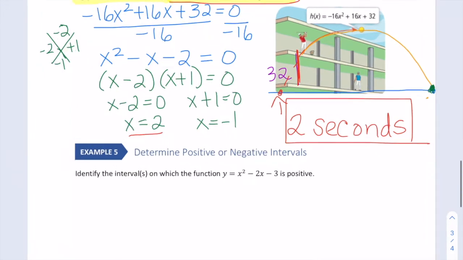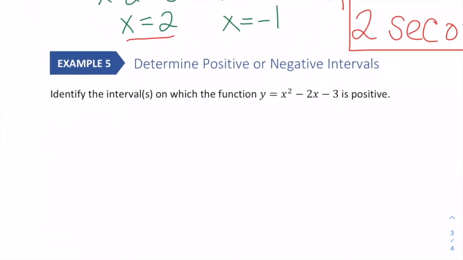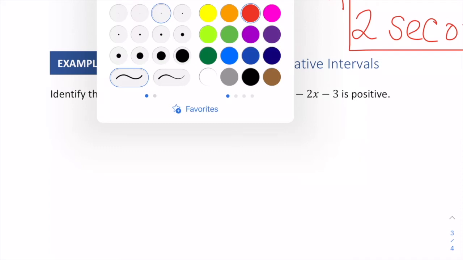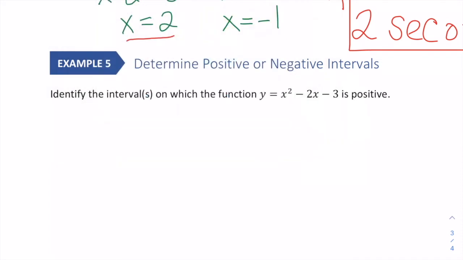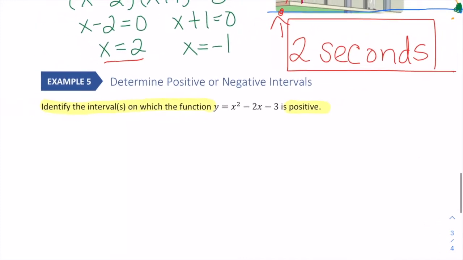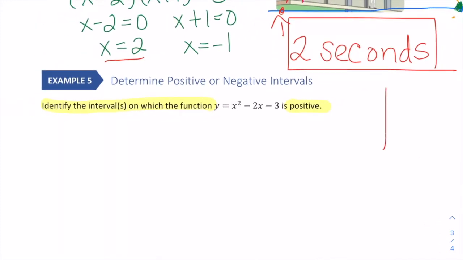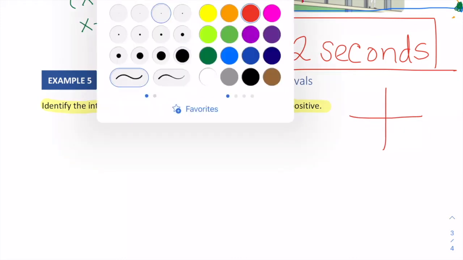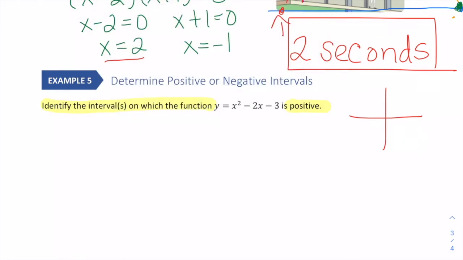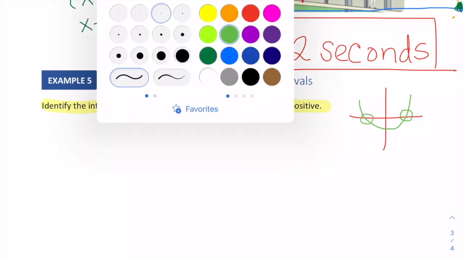Now for the next problem, we're asked to figure out the interval that a quadratic is positive. So first we have to figure out when it equals 0. So I'm just going to make a little sketch here. We know that this parabola is going to open up, right? So the x-intercepts are the zeros, and we want to find these two intervals.